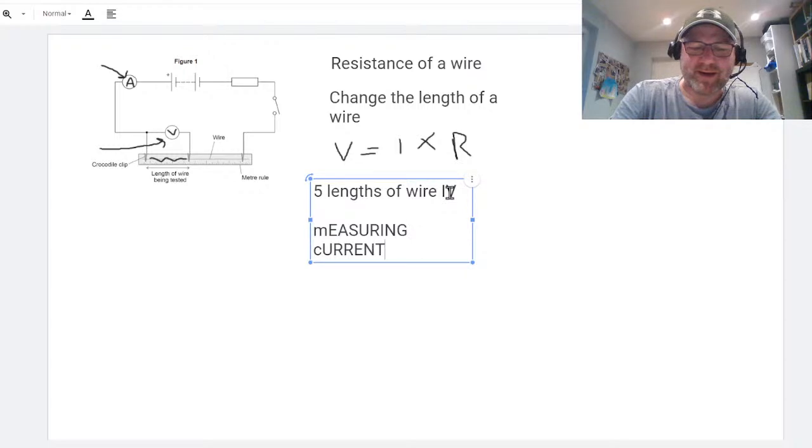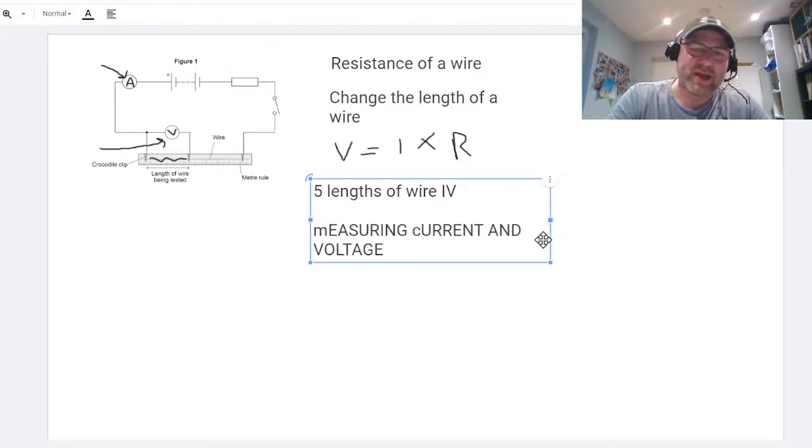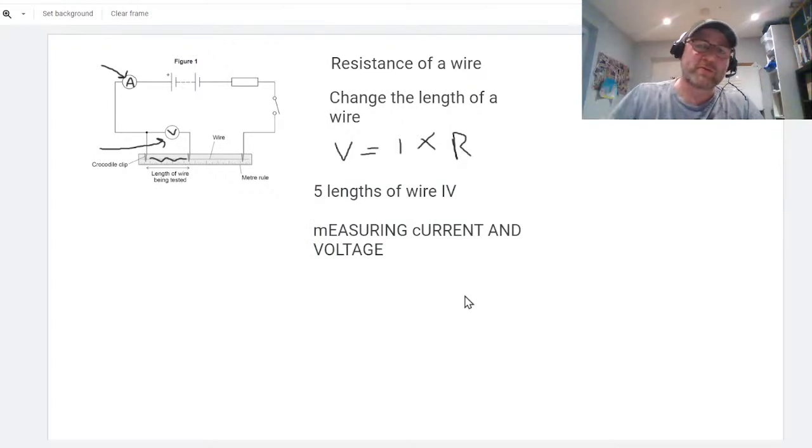current and voltage, and you're going to get marks in this practical for writing V equals IR and rearranging it to say resistance is voltage over current. Calculate the resistance for each length of wire. Repeat 3 times for each length and work out the mean resistance. You get marks for selecting and rearranging the equation, for pointing out the independent variable, which is 5 different lengths of wire, and for your control variables.